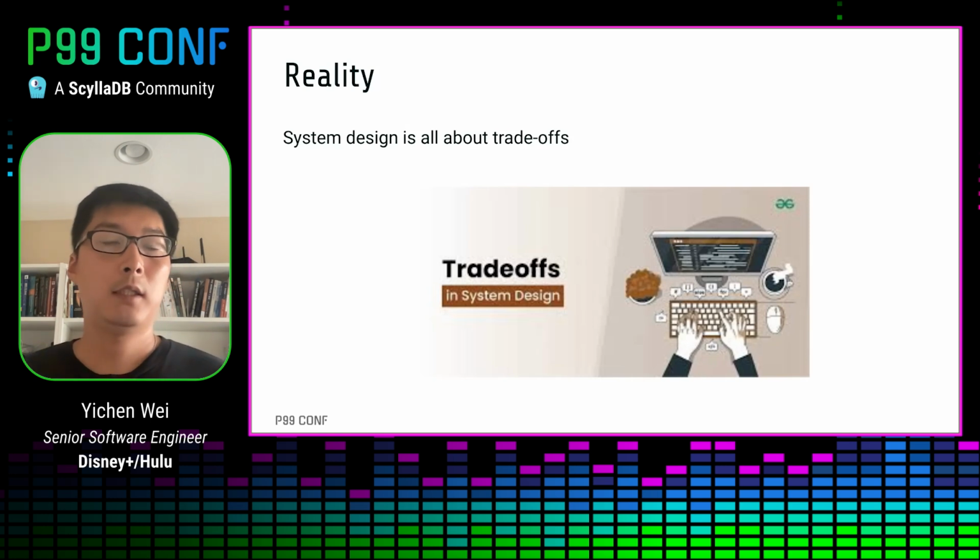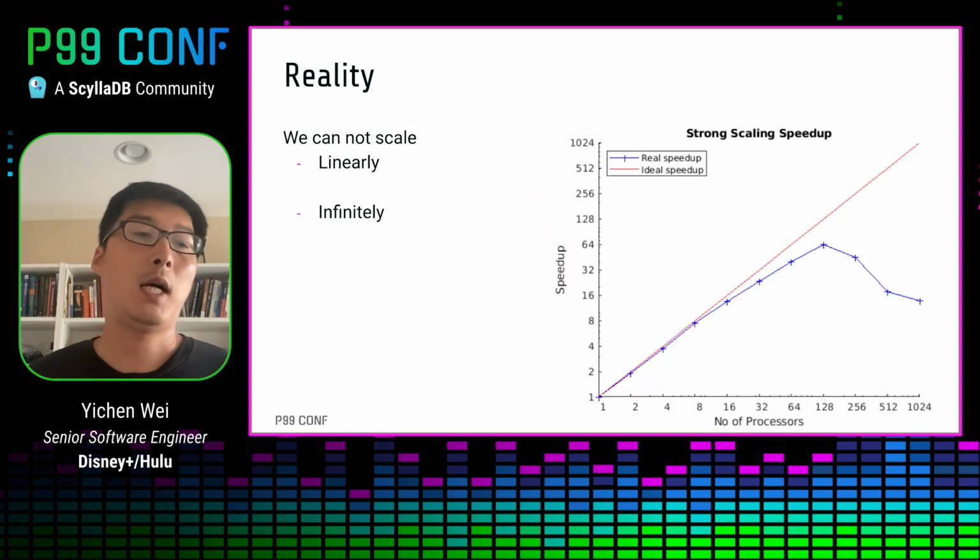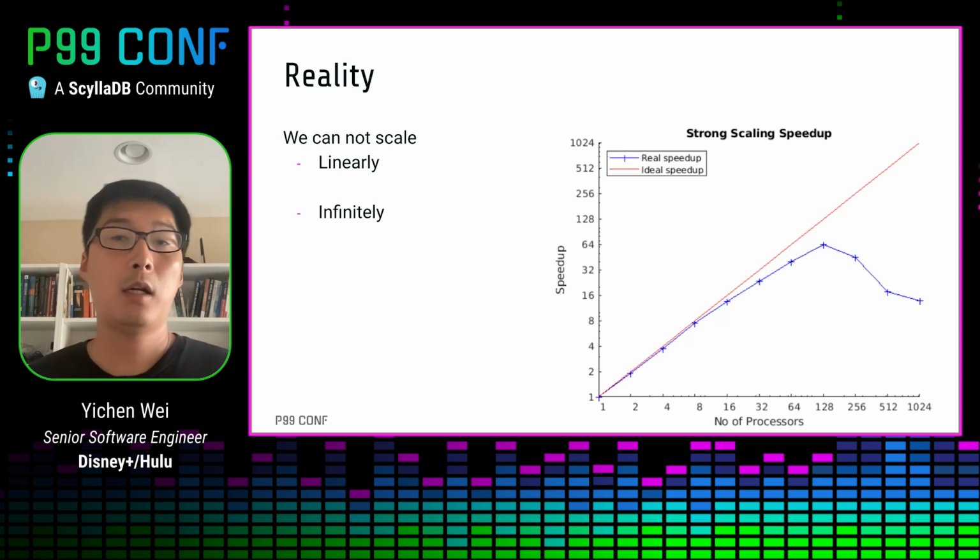But in reality, of course, there are a lot of trade-offs. For example, we have CAP, we have RAM, which are popular trade-offs in the industry in distributed systems. But for us, for scalability, I think the trade-off is that it's really hard to scale linearly, and also we cannot scale infinitely, because of cost or physical limits.